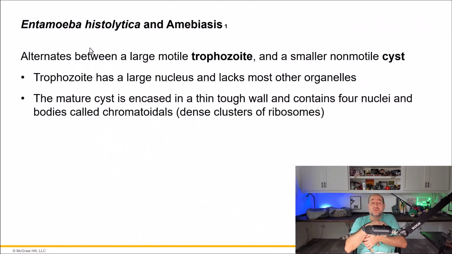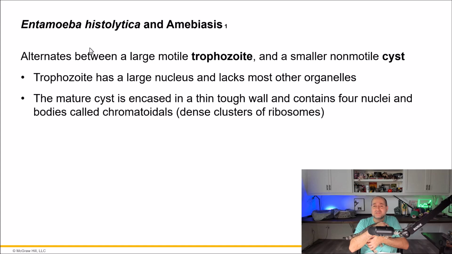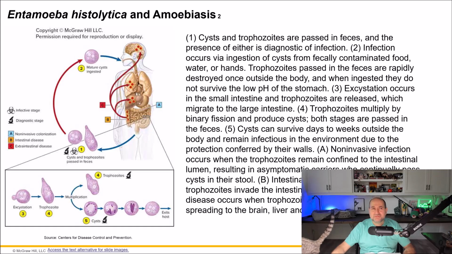All right. Now, the trophozoite has a large nucleus and lacks most other organelles, while that mature cyst that it forms is encased in a thin, tough wall and contains 4 nuclei and bodies called chromatoidals, dense clusters of ribosomes. And here's the life cycle of this Entamoeba histolytica and how it causes the disease, Amebiasis.